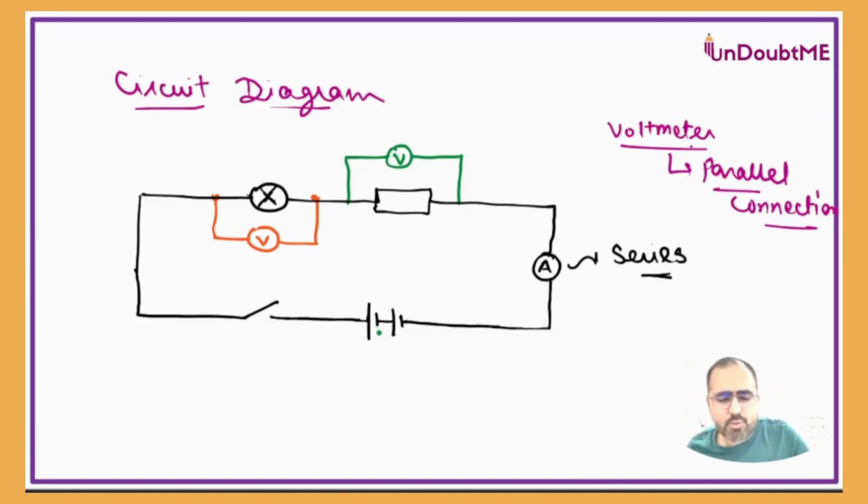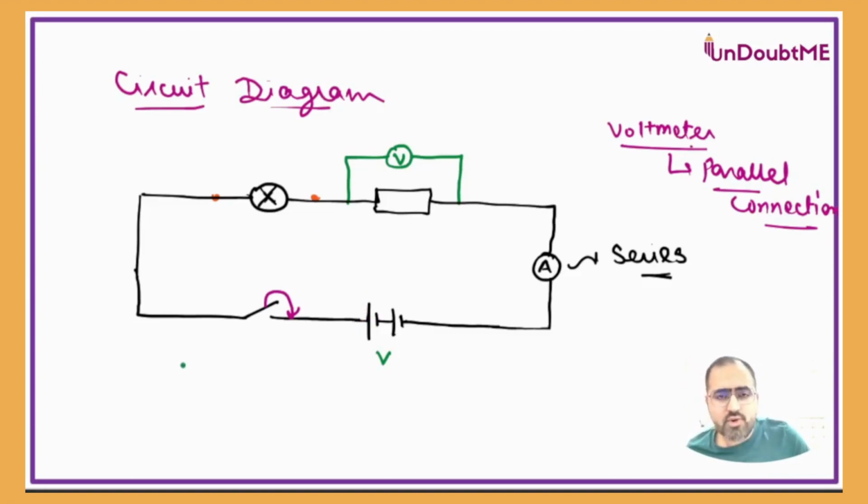Then we have a battery. The battery will supply a certain voltage. That voltage is, let's say, V, and this is the key or the switch. Okay. Now let's say the switch is closed. So current will start flowing in the circuit. Okay. For now, I'm removing one of the voltmeters. We'll keep the voltmeter only across a resistor. So current will start flowing in the circuit.